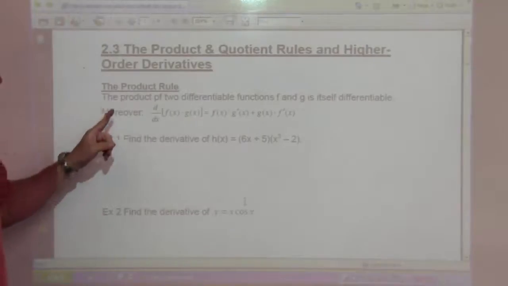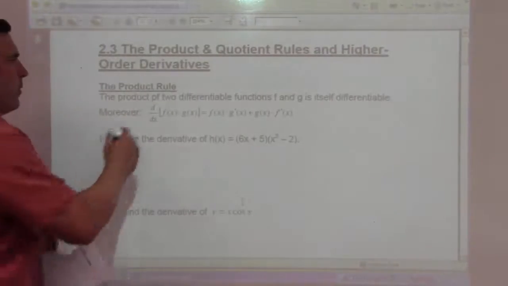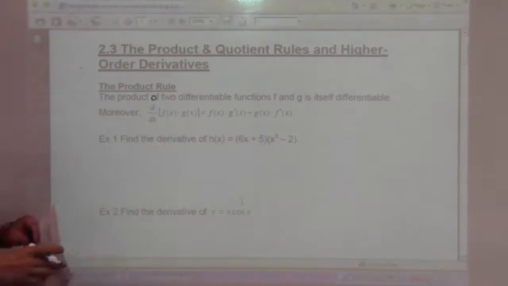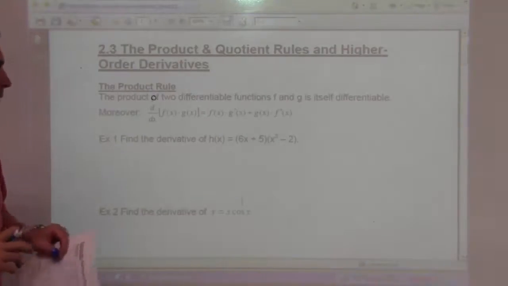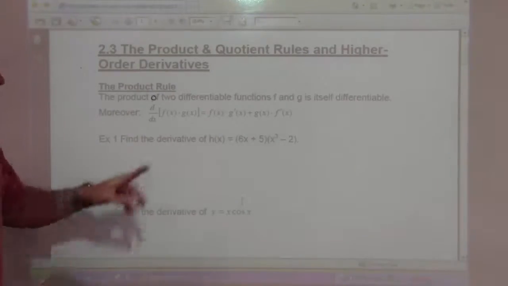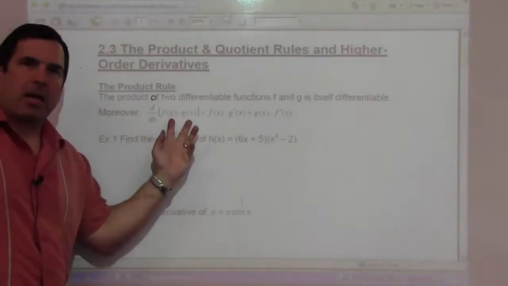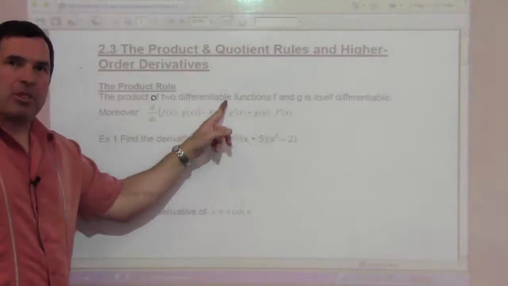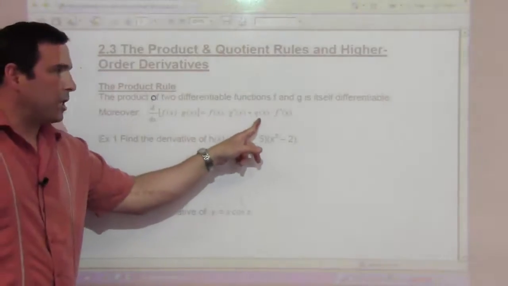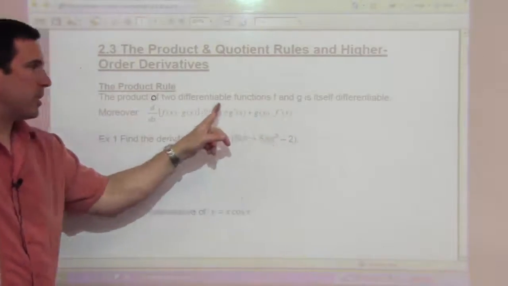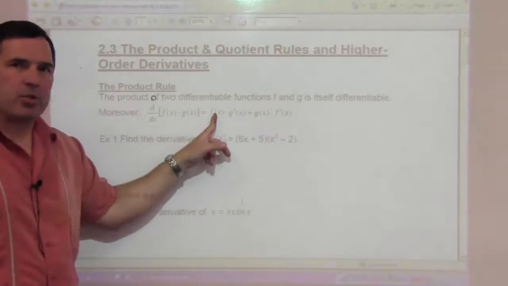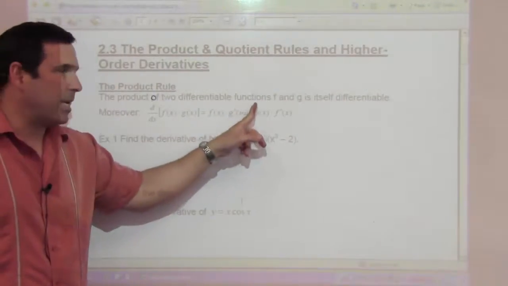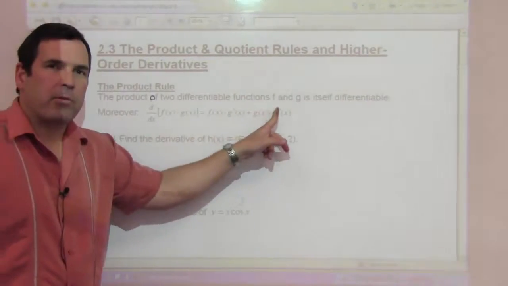Product rule. The product of two differentiable functions f and g is itself differentiable. Moreover, the derivative with respect to x of a product is, ready for this, f of x times g prime of x plus g of x times f prime of x. So it's the first function times the derivative of the second function plus the second function times the derivative of the first function.